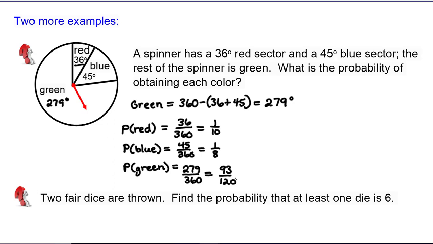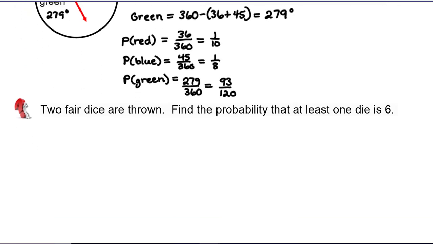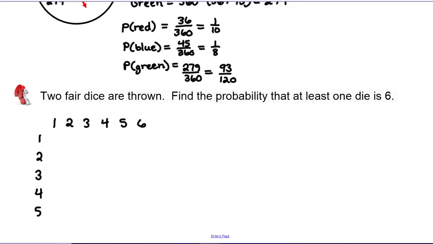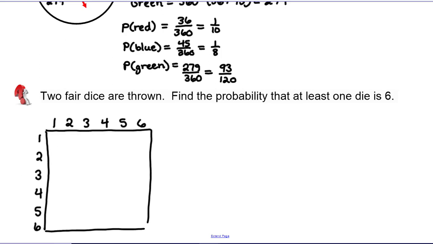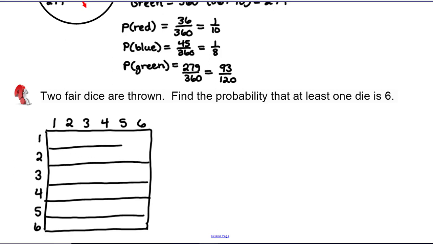2 fair dice are thrown. Find the probability that at least one dice is a 6. I'm going to do an area model for this, okay? So we could roll a 1, a 2, a 3, a 4, a 5, and a 6. Or on the second dice, we could do the same thing. Okay. Draw this in here. Now, I'm not going to actually write everything in this time. I'm going to use a little logic so that I don't have to write down so much stuff.